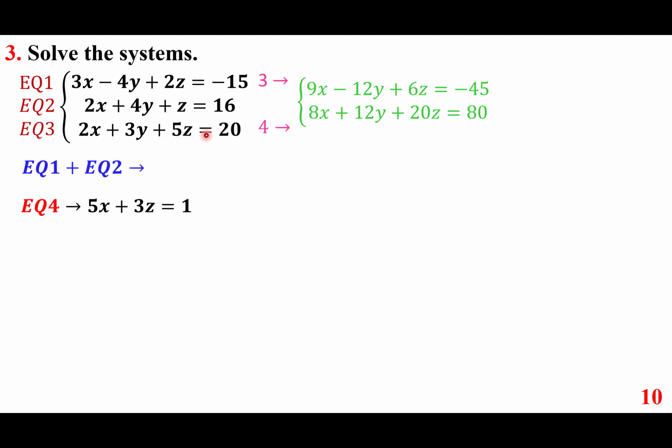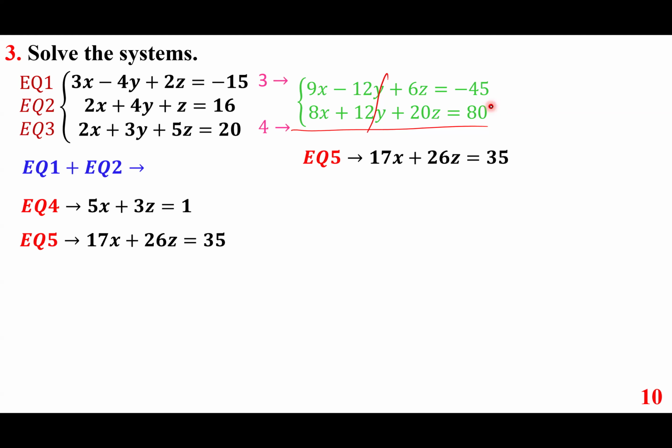So a quick recap before we continue. We used equation 1 and 2. We have no choice but to use equation 3. Number 1. Number 2, we got rid of the y. We have to get rid of the same variable y. And now these two cancel each other. You get 8 and 9, 17x, 6 and 20, 26z, negative 45 and 80, 35. So equation 1 and equation 5, both of them have just x and z. So let's put equation 5 next to it.